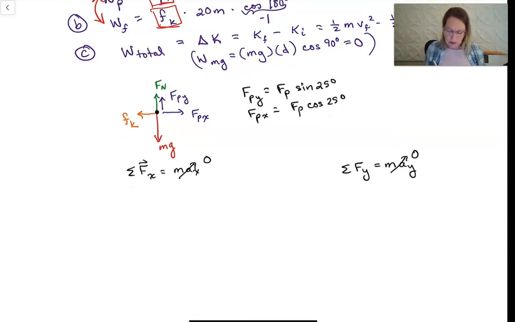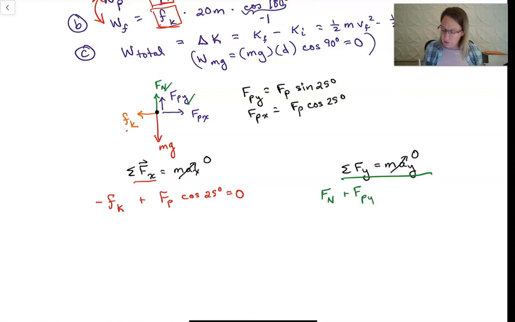From Fx, I've got kinetic friction in the negative direction, plus force pull in the x, which is force pull cosine 25 degrees, equal to 0. Similarly, in the y direction, I've got three things. I've got the normal and the force pull in the y, which are both up, so force normal plus force pull in the y, and then I've got minus mg, equal to 0. And so force normal plus force pull sine of 25 degrees minus mg is equal to 0.